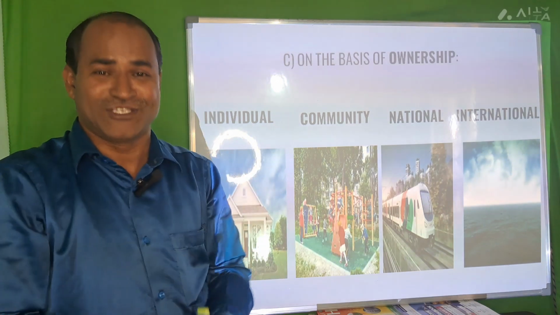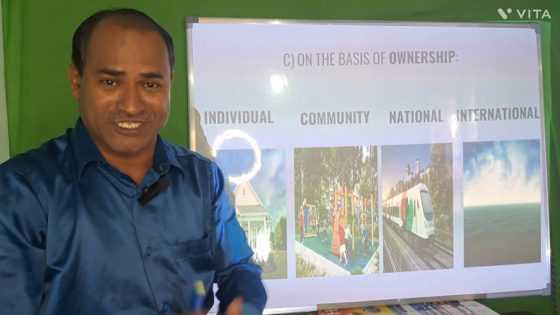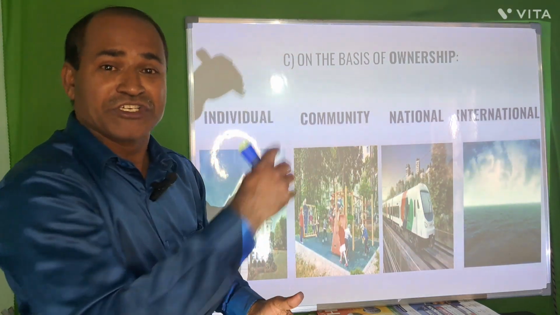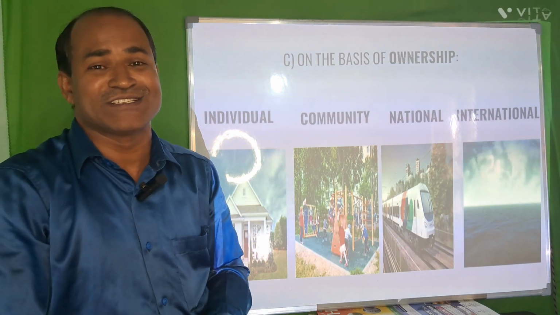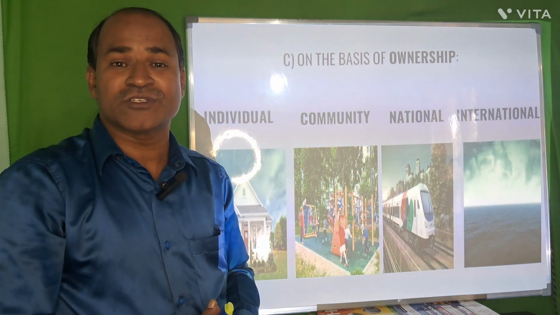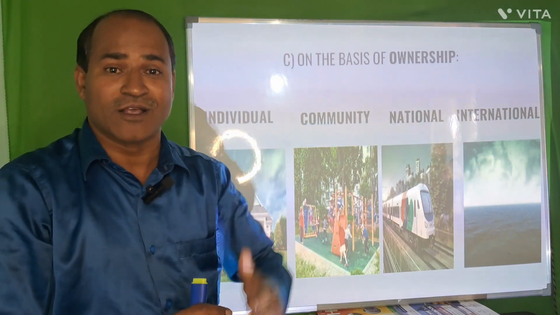That is the national resources. For example, in India, Indian Post and Indian Railway come under national resources. They are resources belonging to each and every citizen of our country. Then one more, international resources. These are resources that belong to all the countries.